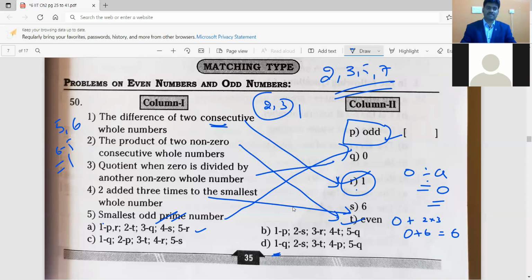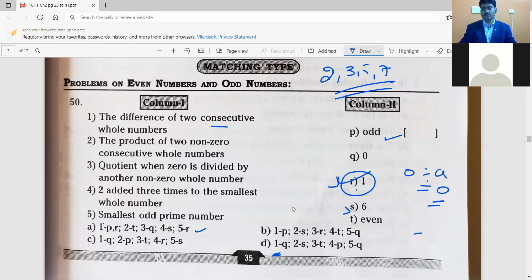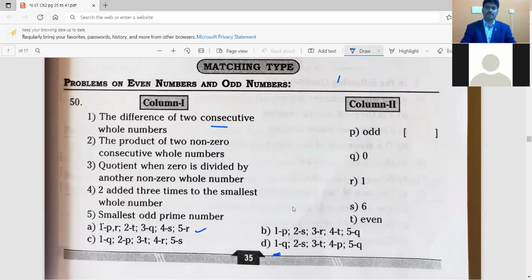So this is what whole numbers we have discussed today. 50 questions in chapter 2, and also some concepts based on the whole numbers. So hope you have followed. So we shall continue the same topic, same objective type, in the next section. Thank you.